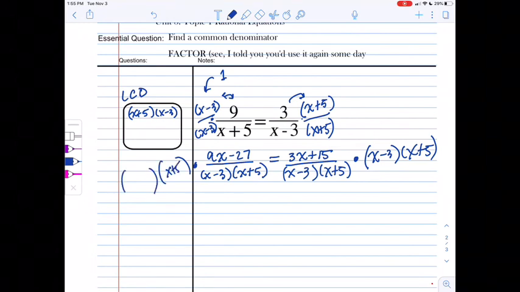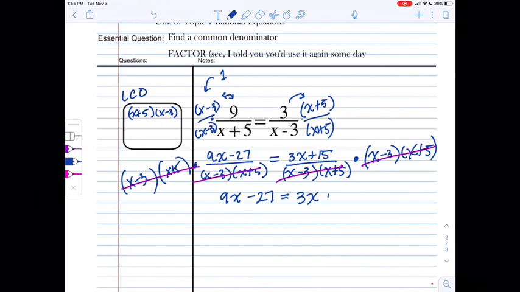Because multiplying by something divided by itself changes it to 1, clears it, makes it equal 1. So now what I have left is 9x minus 27 equals 3x plus 15. Okay, and this doesn't look like a quadratic. I'm not going to have to factor. I'm just going to solve regular, if you will. So 6x minus 27 equals 15. I'm going to add 27.